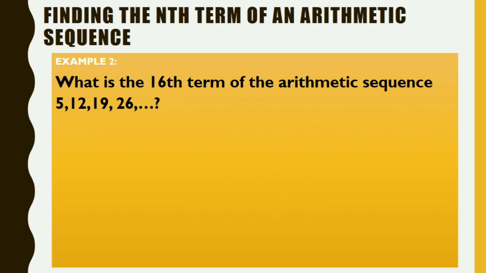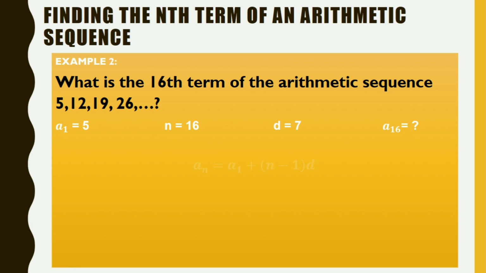Example number 2. What is the 16th term of the arithmetic sequence 5, 12, 19, 26, and so on? So we will find the 16th term. Write first the given. a sub 1 is equal to 5, n is equal to 16 since we are dealing with the 16th term. d is equal to 7 since 12 minus 5 is equal to 7, 19 minus 12 is equal to 7, and 26 minus 19 is equal to 7. And we will look for a sub 16.